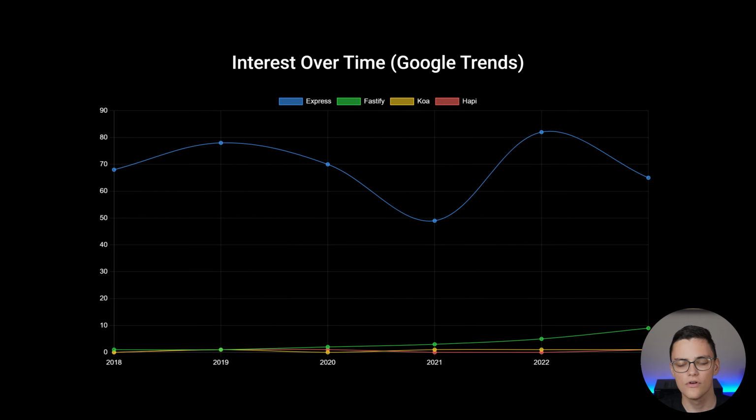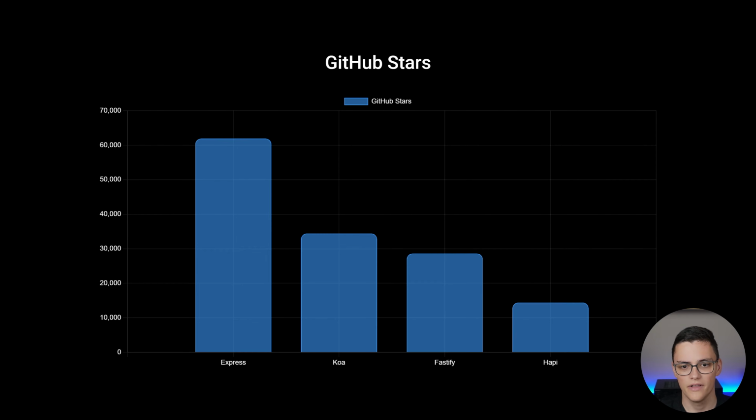If we look at the Google Trends search interest, comparing Express, Fastify, and two other web frameworks based on Node, Koa and Hapi, you can see that Express is vastly more popular. And the GitHub stars reflect, although not the same, a similar picture. These stats are not perfect and they don't reflect perfectly the actual developer usage of these frameworks, but it shows that Express is much more popular than all other web frameworks based on Node.js.